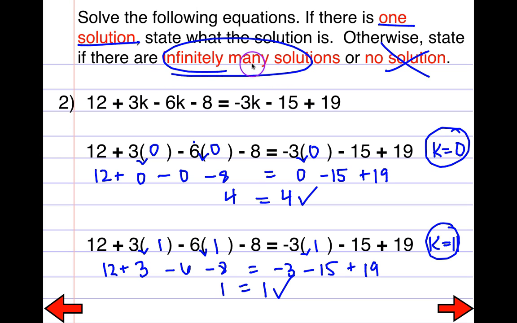So what does this also mean? It means any number you plug in for k will make a true statement and will be a solution. K can equal 1,000. K can equal 1/2. K can equal negative 3. It will always give you a true statement, which means it's a solution.